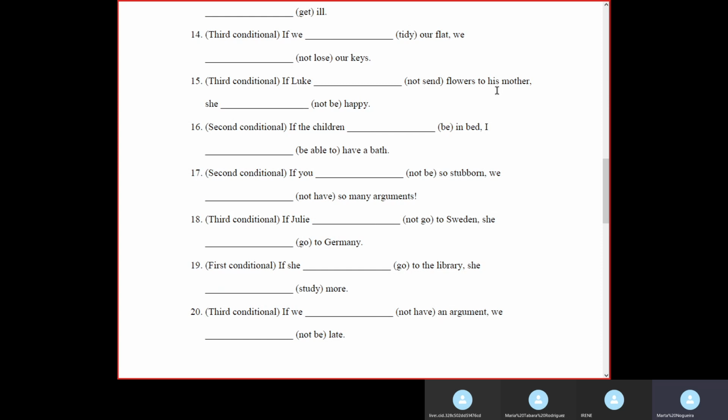Eighteen, if Julie hadn't gone to Sweden, she would have gone to Germany. Nineteen, if she goes to the library, she will study more. And the third conditional, I regret: if we hadn't had an argument, we wouldn't have been late.